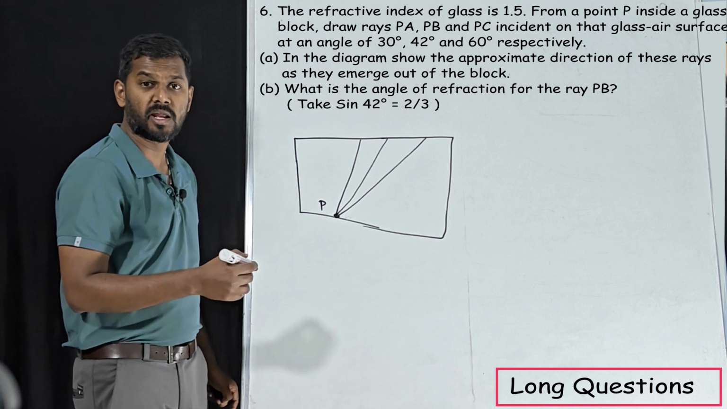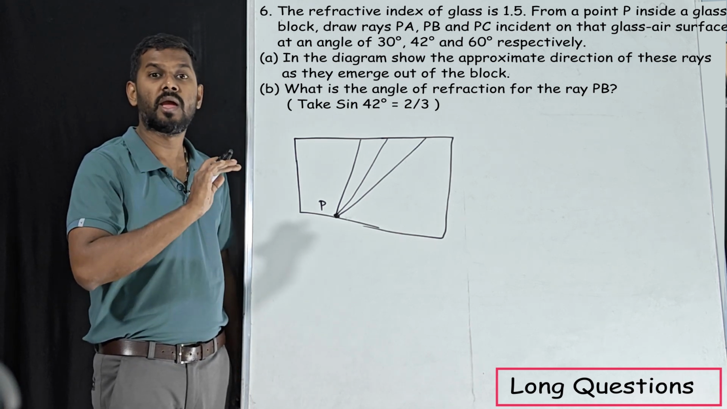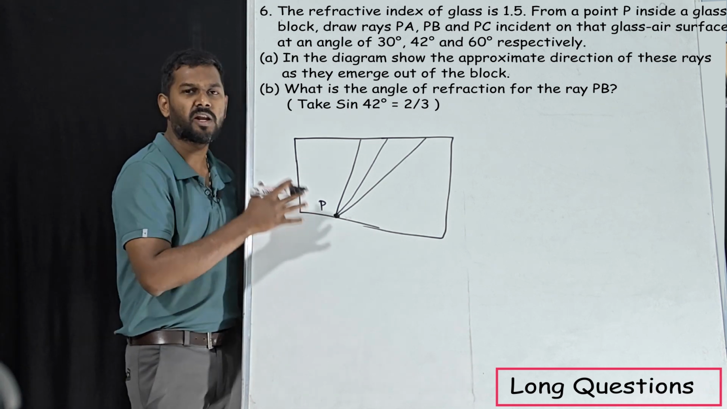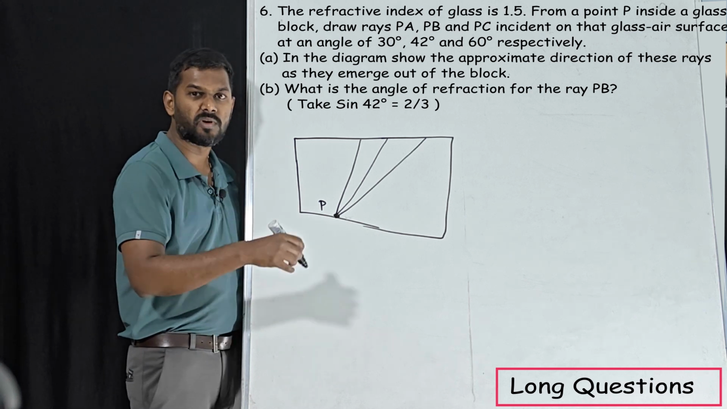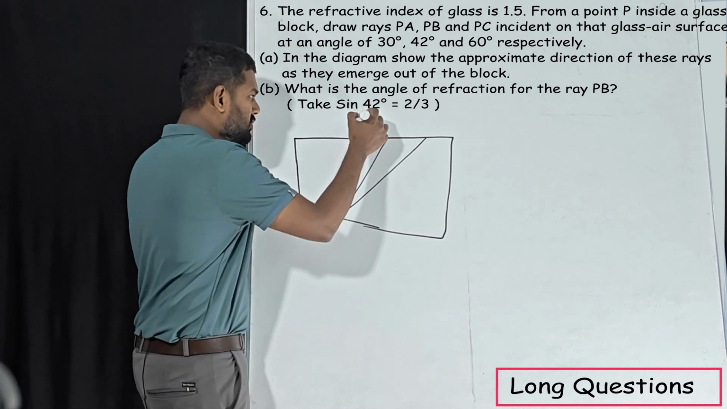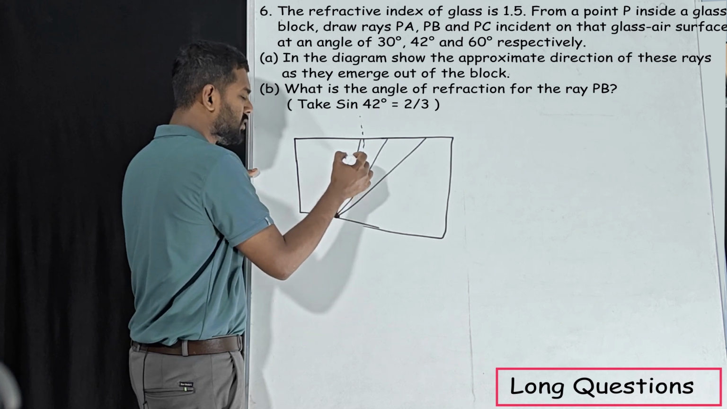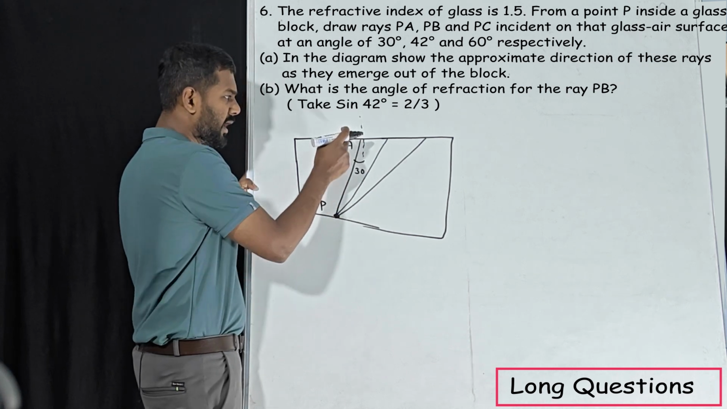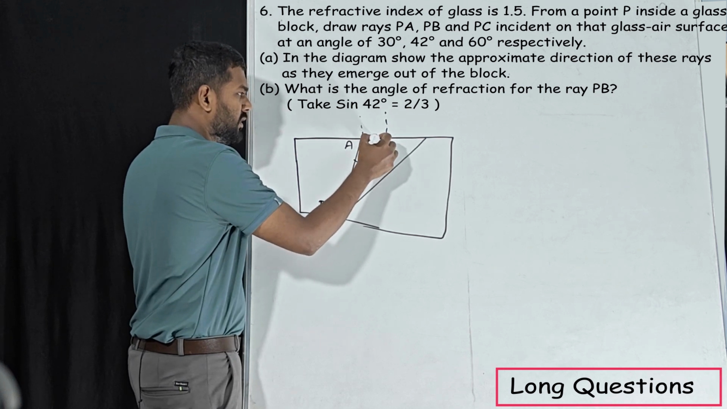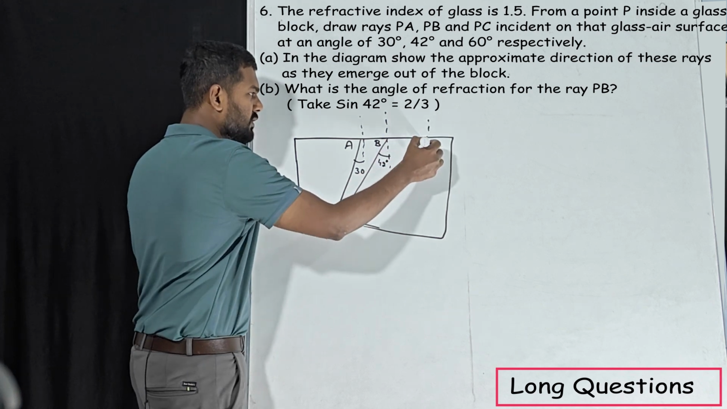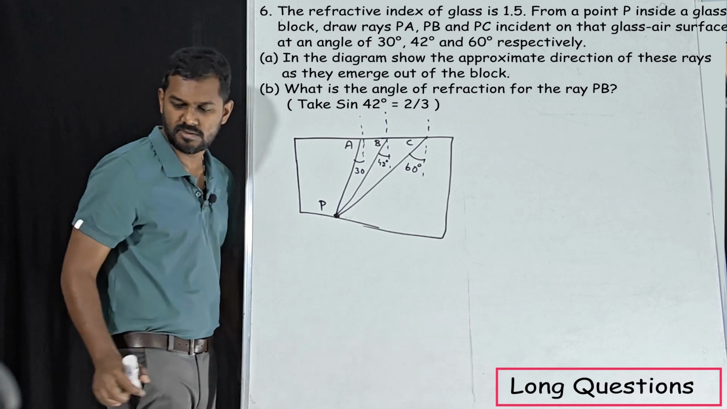So while drawing the ray diagram, use a scale. If they get to know you're not using the scale, they are not going to give you any marks. Keep that in mind for any diagram in physics. It should be neat. You should not use free hands to draw the diagrams. Next, this one is 30 degree, so they have told us to mark PA. Then this one is 42, this is B, and this one is 60 degree, and this is C.